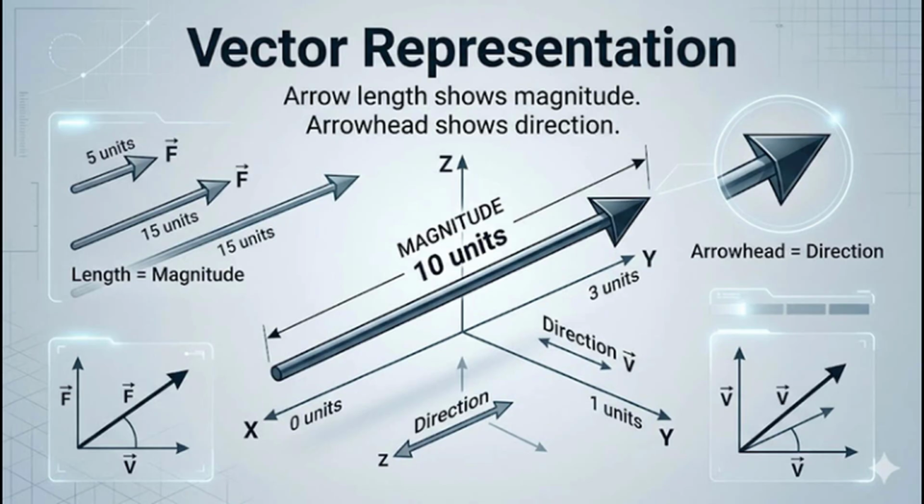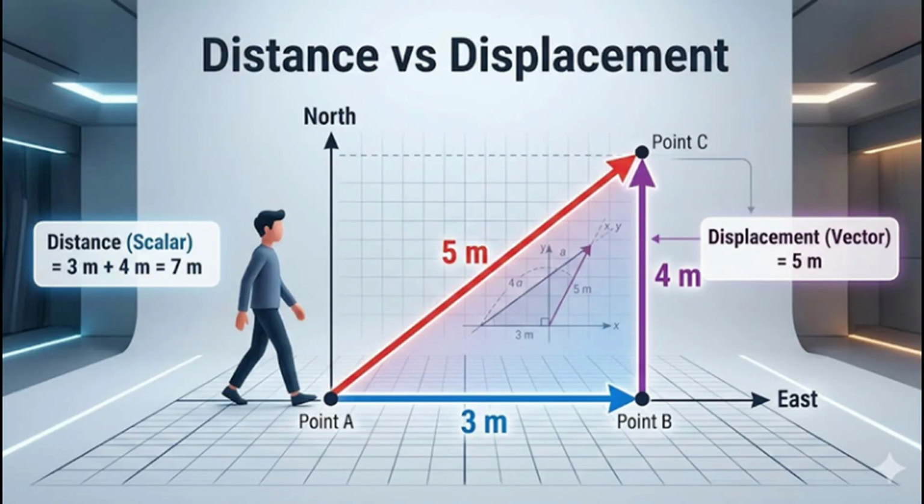For example, if a person walks 3 meters east and then 4 meters north, the total distance traveled is 7 meters, a scalar calculation, but the vector quantity displacement is 5 meters, not 7 meters, as shown in the drawing here, because vector quantities follow vector addition rules.